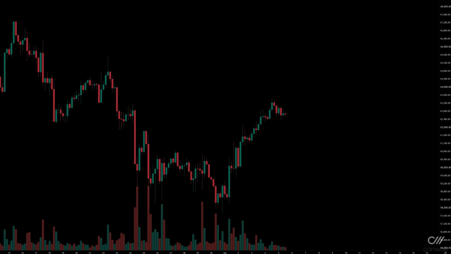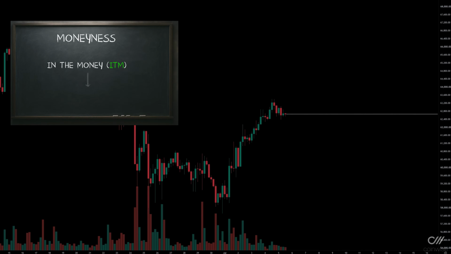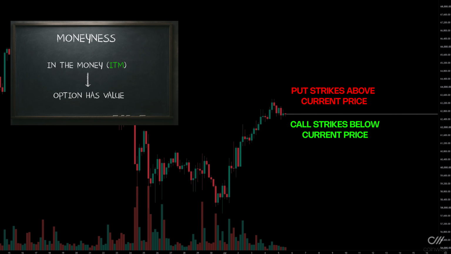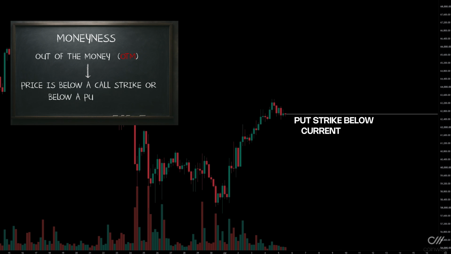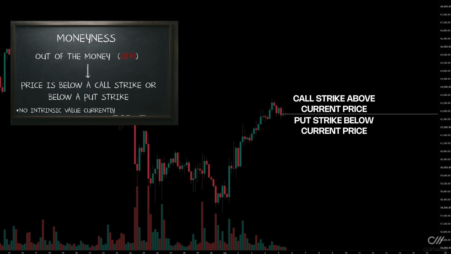Options also have what traders call moneyness. If price is trading above a specific strike price for a call or below a certain strike for a put, the option already has value and is in the money or ITM. If the strike is near current price, the option is at the money or ATM. And if a price is trading below a strike for a call or above a strike for a put, the option currently has no intrinsic value and is out of the money or OTM.